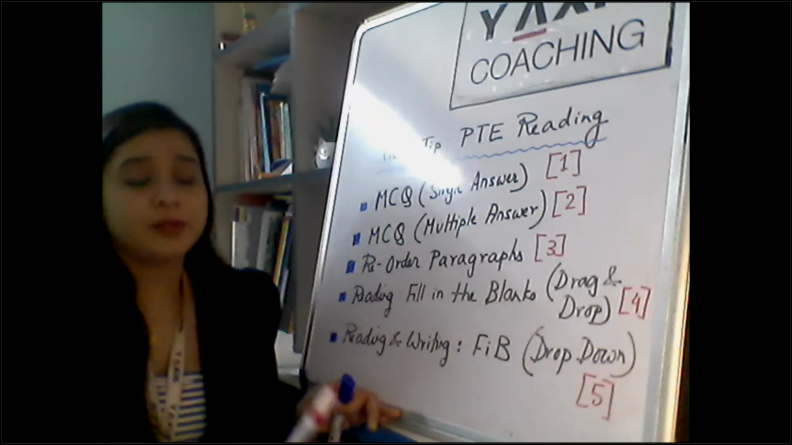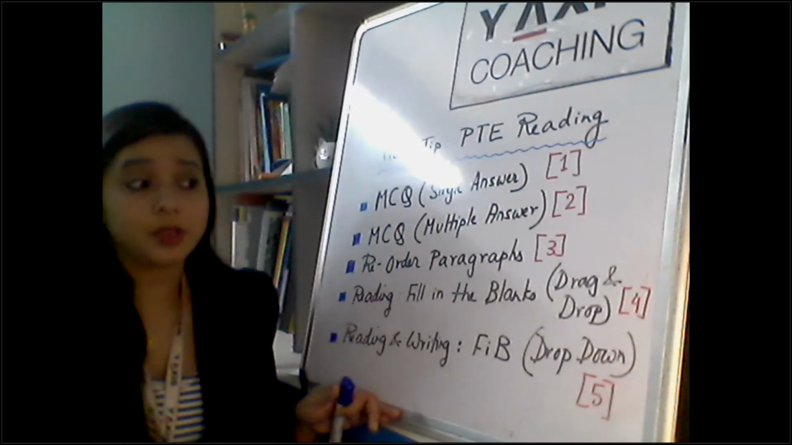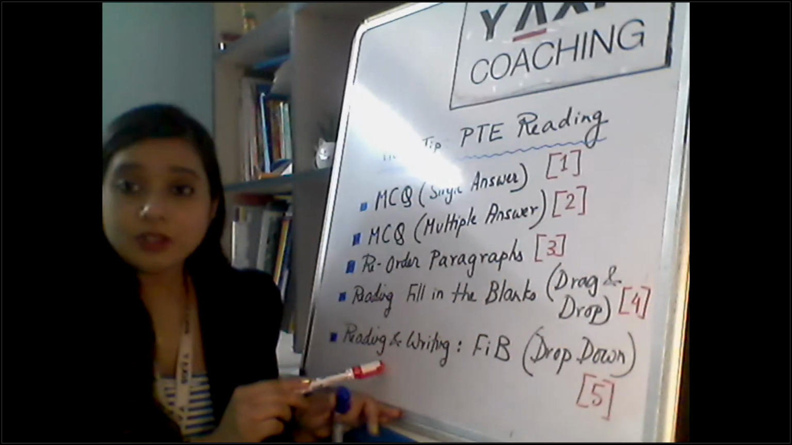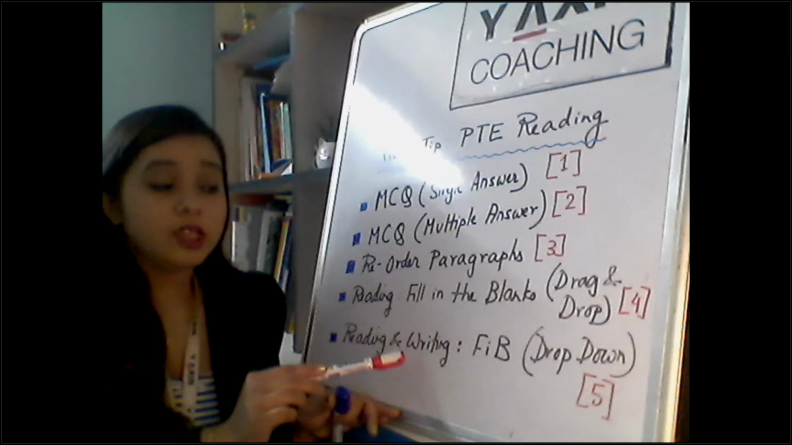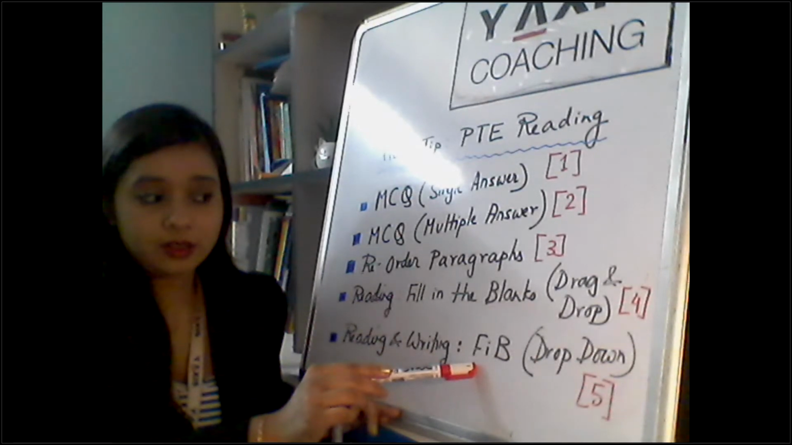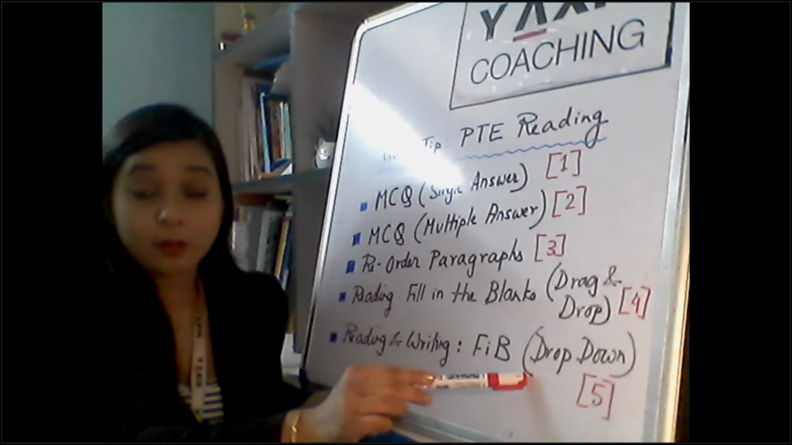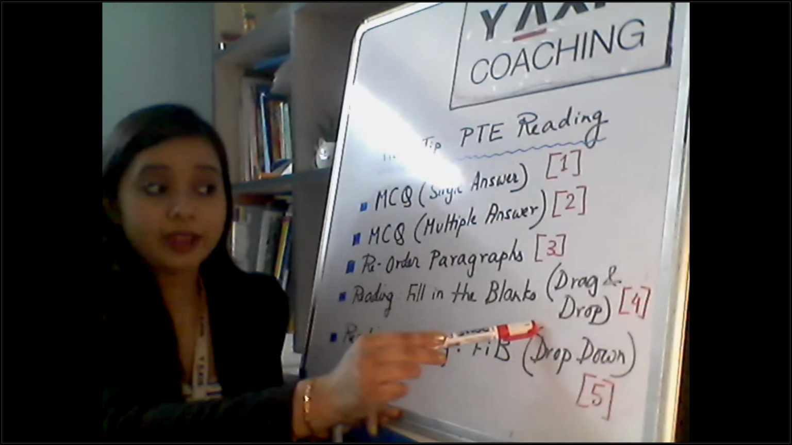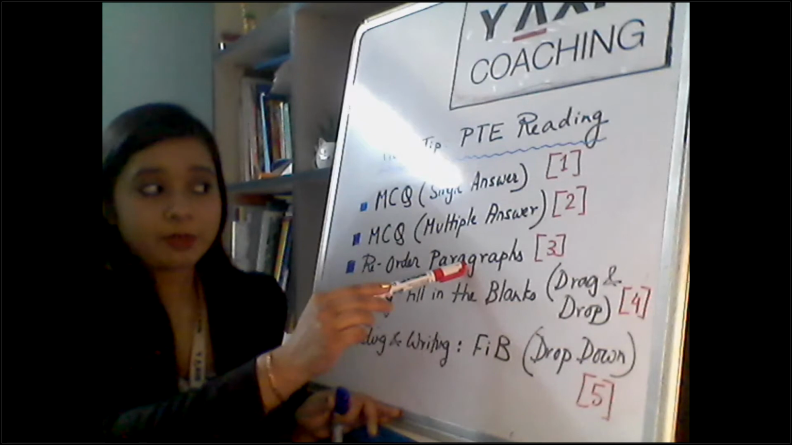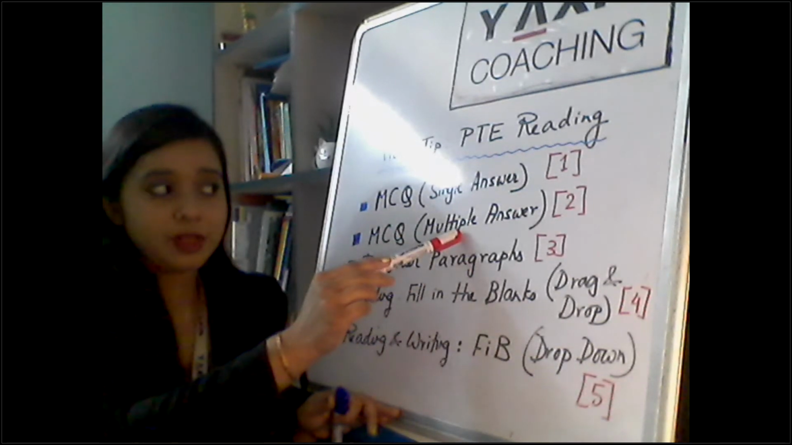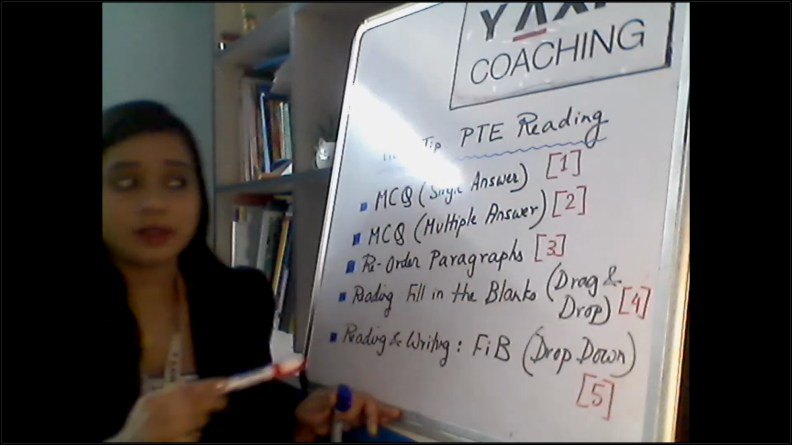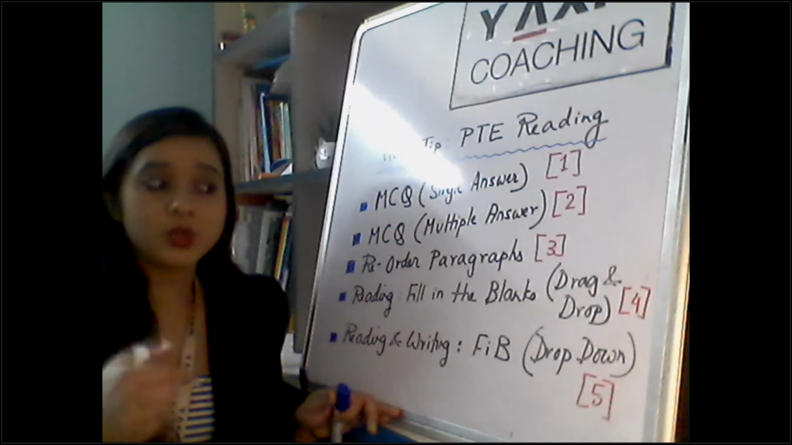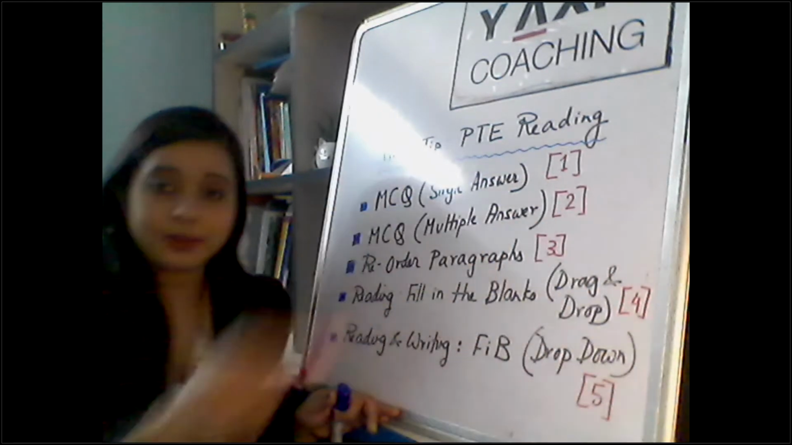Another possible sequence is 5, 4, 3, 2, 1. That means you start your reading test with reading and writing fill in the blanks, which we also call fill in the blanks drop down, and this has got a lot of weightage. Then you will get fill in the blanks drag and drop, then reorder paragraphs, multiple choice question multiple answer, and multiple choice question single answer. So how many sequences did we see till now? 1, 2, 3, 4, 5 and 5, 4, 3, 2, 1.